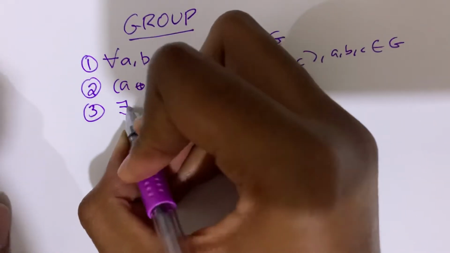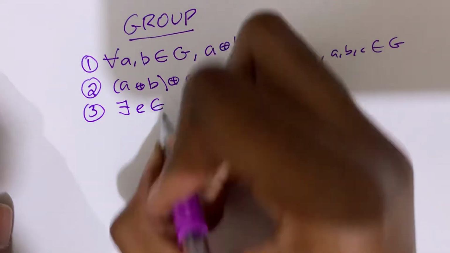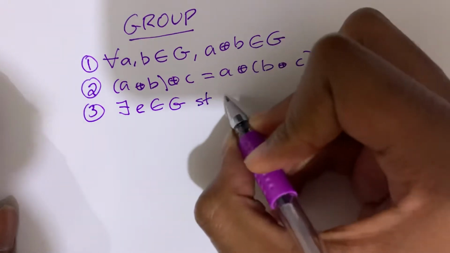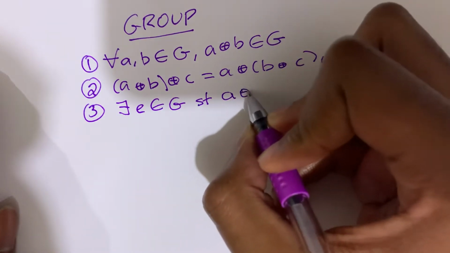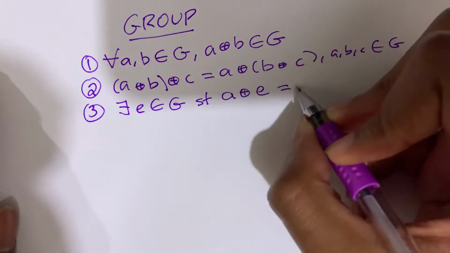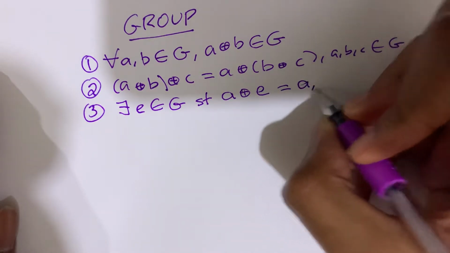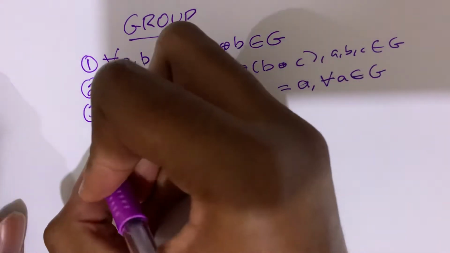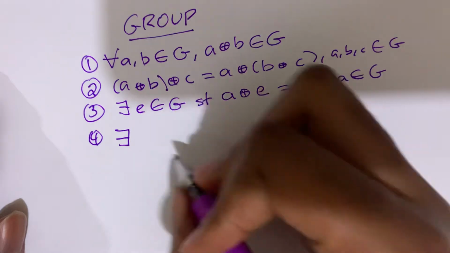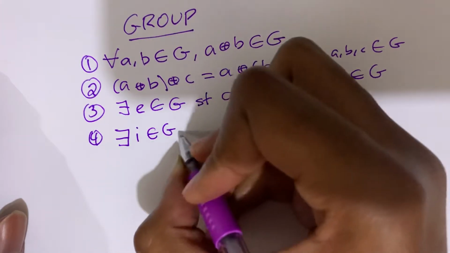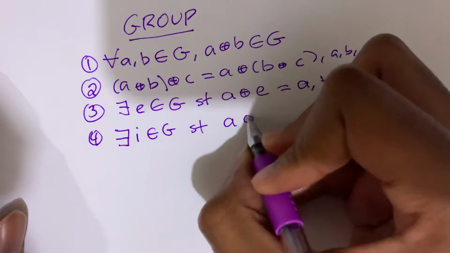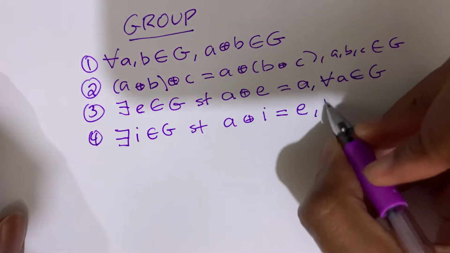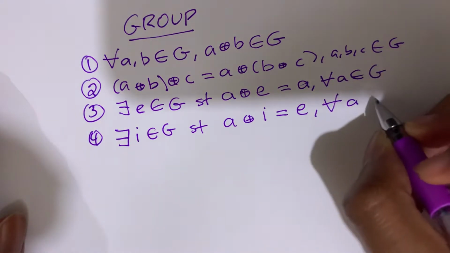Third one, there must exist some identity element, this is important, that's a member of the group G, such that A operated with E is going to be equal to A for all A in G. Lastly, there must exist some inverse element I that's a member of G, such that A operated with the inverse I is going to equal the identity element for all A in G.